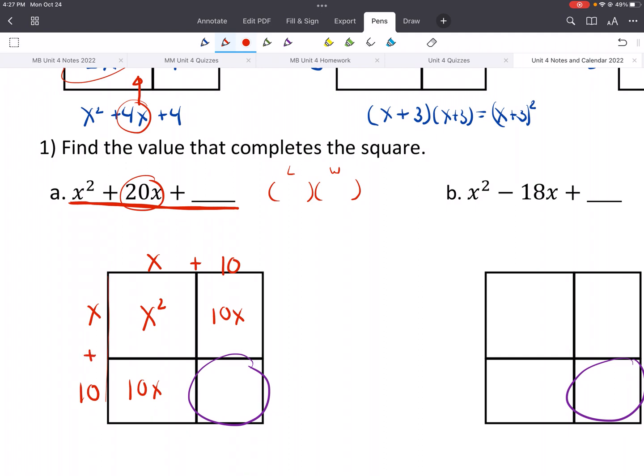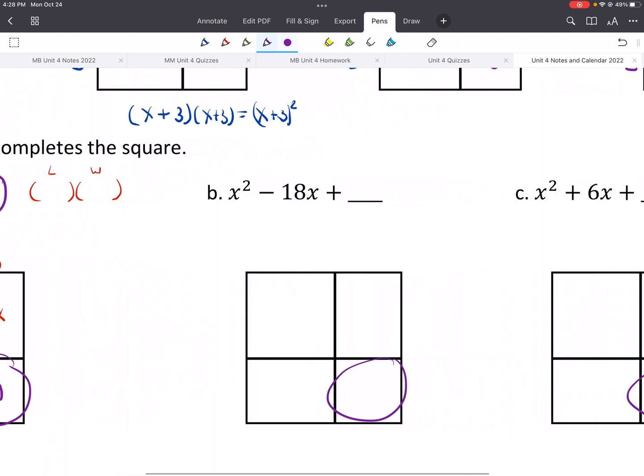It's x plus 10 times x plus 10. That's your length. This would be your width. The length and width are the same. So just remember, we always cut it in half. Cut in half. Alright, and then to complete the square, 10 times 10 gives us 100. So this is what you're asked here to find: the number that completes the square.